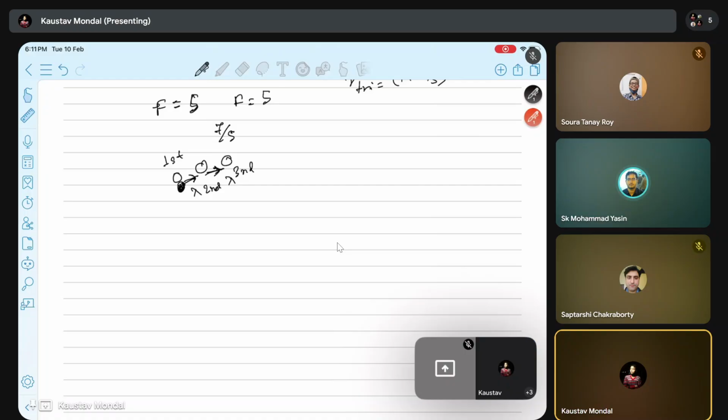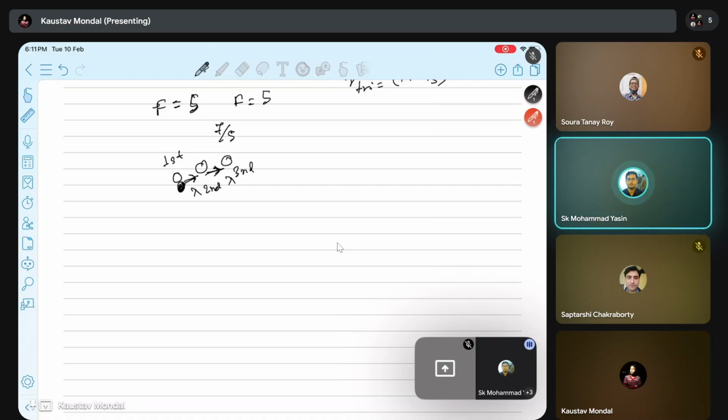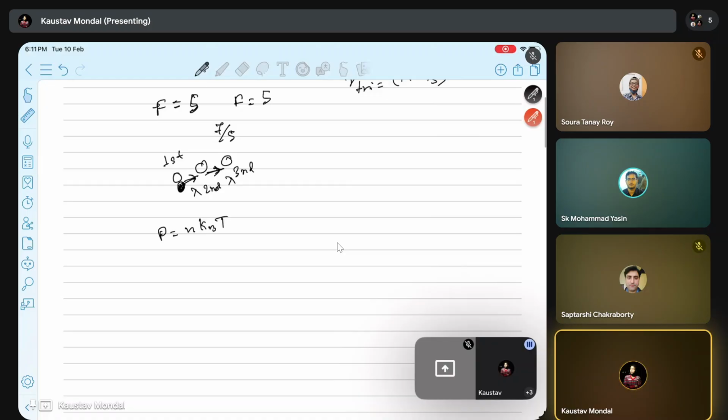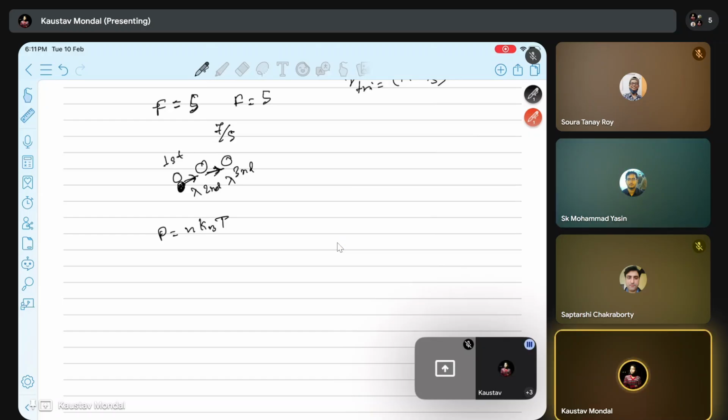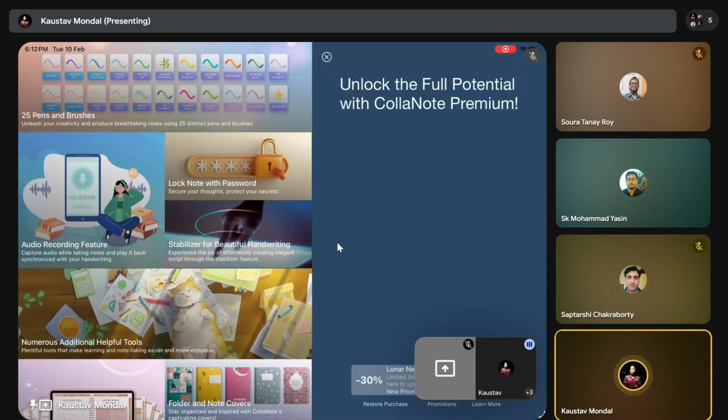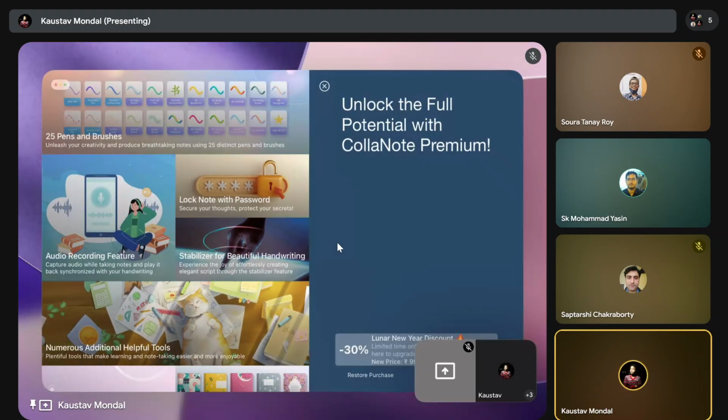Actually, if I don't use this mean kinetic energy and use only the pressure equation, P equals small n kBT, and if I use that formula, it is coming something different without using the first information. It is an extra parameter. So you have been asked to calculate the approximate number of molecules per meter cube.